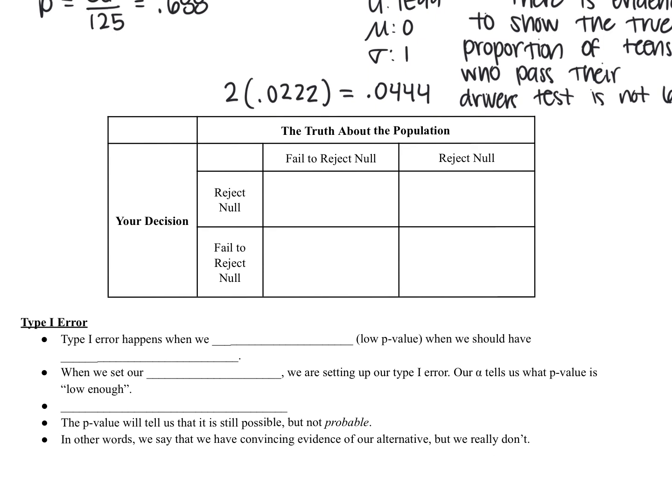So we're going to kind of look at this through a table. So there are two types of error, a type 1 error and a type 2 error. So if your decision is to reject the null hypothesis, but you should have failed to reject, this is called a type 1 error.